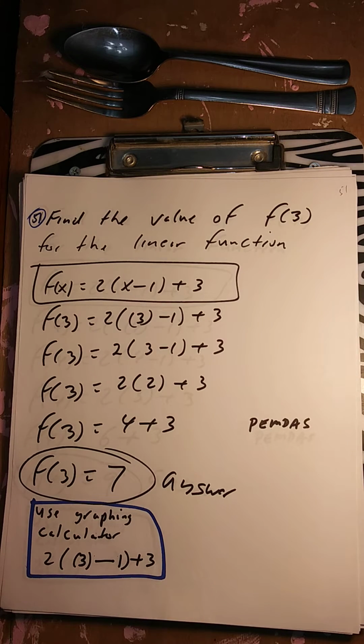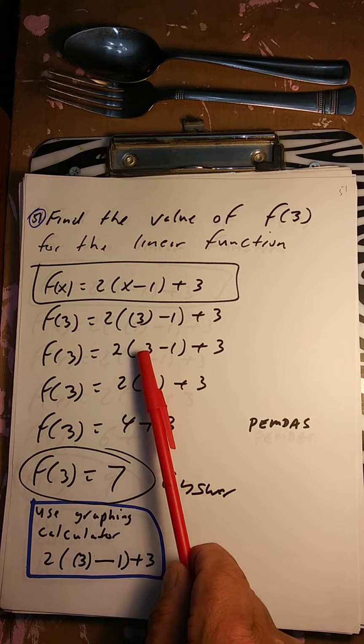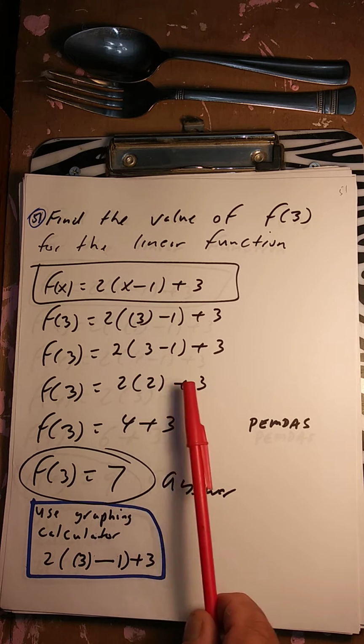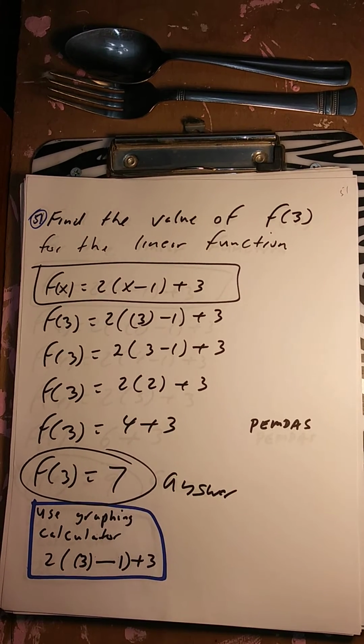Find the value of f of 3 for the linear function. Again, put the number in there. 3, right here. Parentheses. 3, take the parentheses off. 3 minus 1 is 2. And multiplication or addition, do the multiplication first. 2 times 2 is 4. 4 plus 3 is 7.